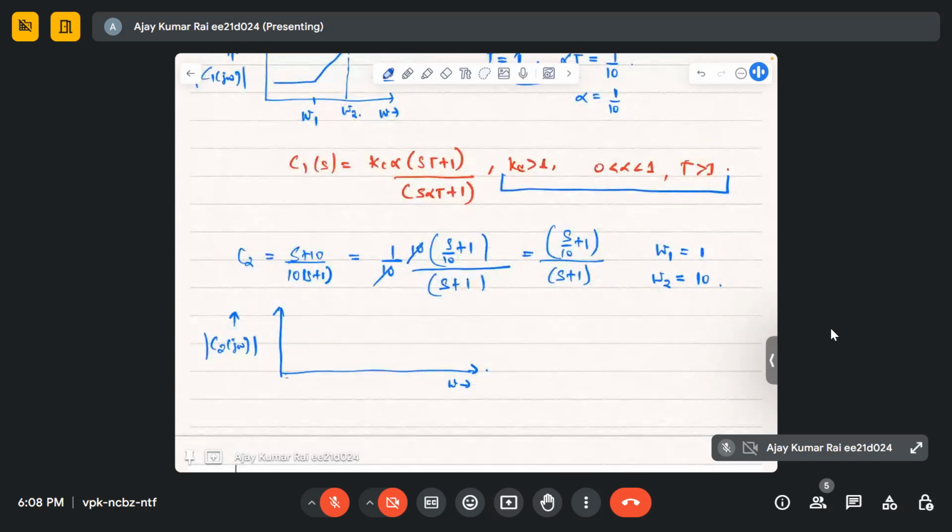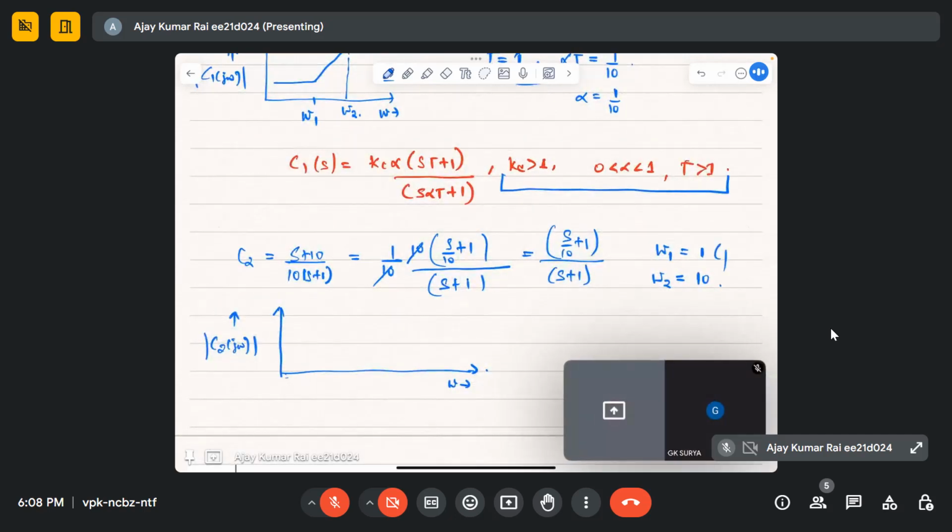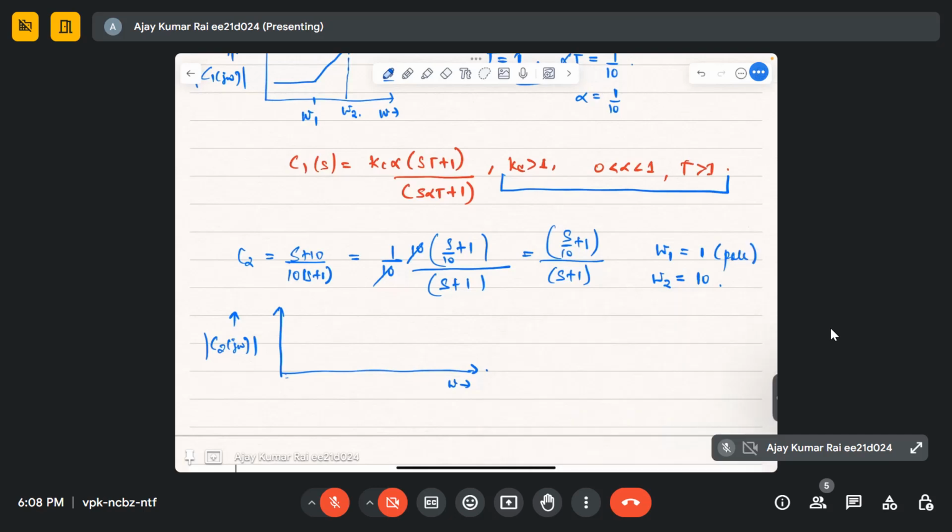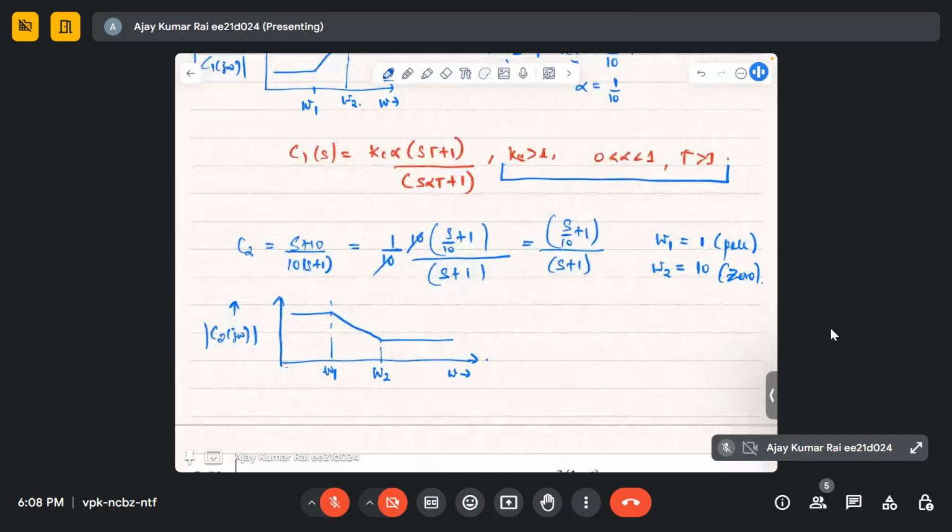Okay, but what we know at omega 1, what we have here, this is a pole. And we have a zero at omega 2. So how is it going to be? At omega 1, we encounter a pole, so the slope will start decreasing. Then we have omega 2. This is how the curve will go, and then again you will have 0 dB per decade slope.